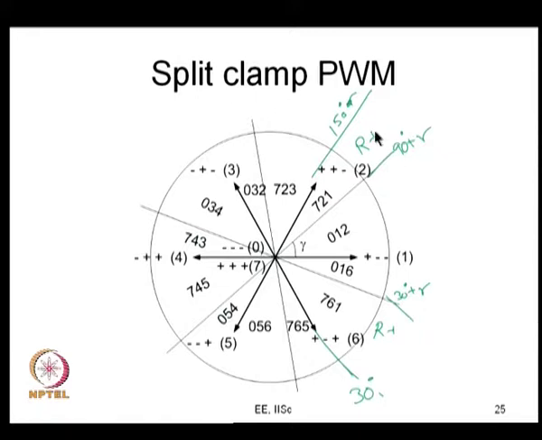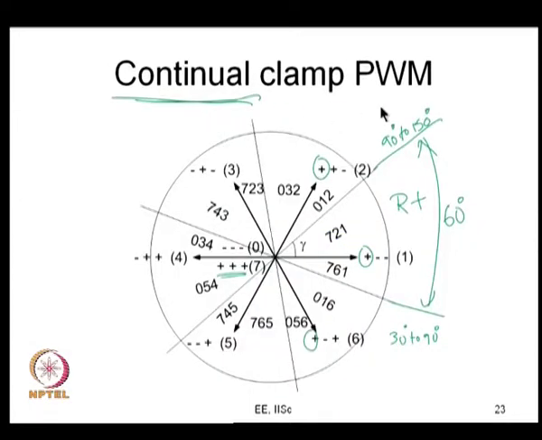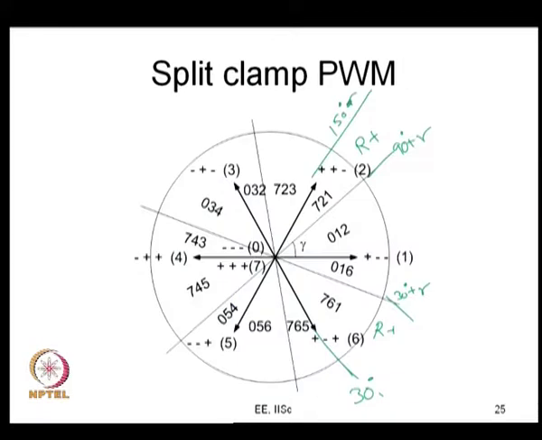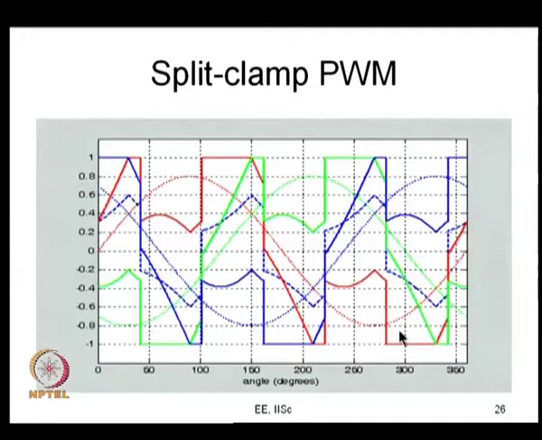A particular case is when gamma is equal to 30, and that is what is called your 30 degree clamp. This split clamp PWM hasn't been investigated much in the literature, but I would say that this split clamp PWM has better harmonic distortion than this continual clamp PWM. I am just making an assertion here. We'll prove this when we look at the analysis of line current ripple. Right now let us just take it that it's going to be better. All right, so this is how the split clamp PWM signals are going to look.